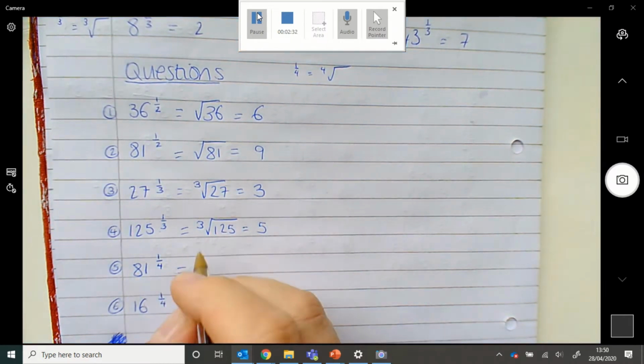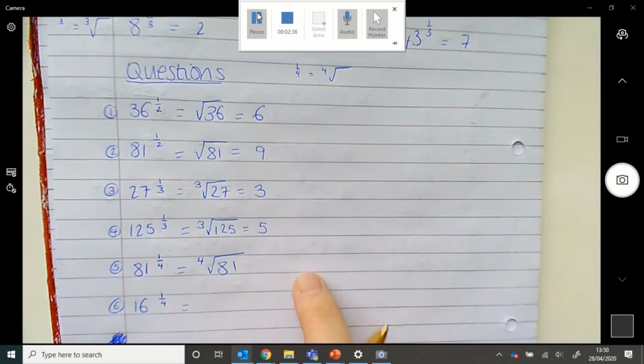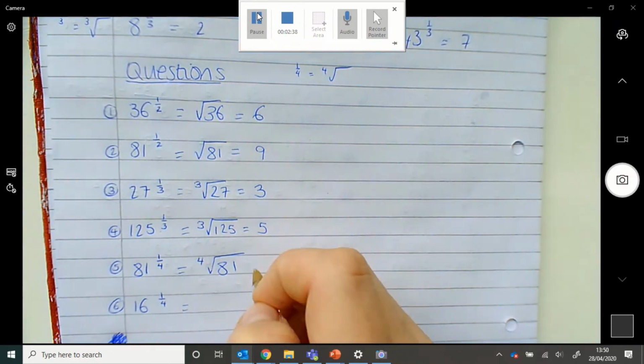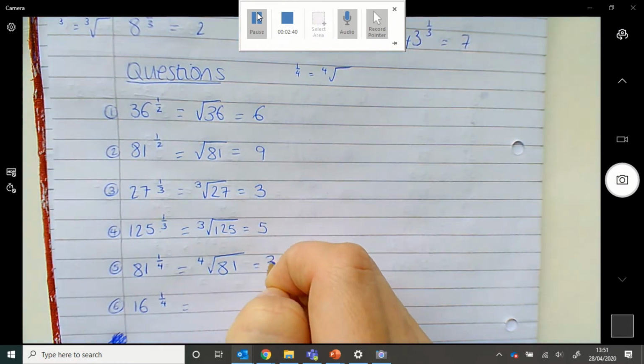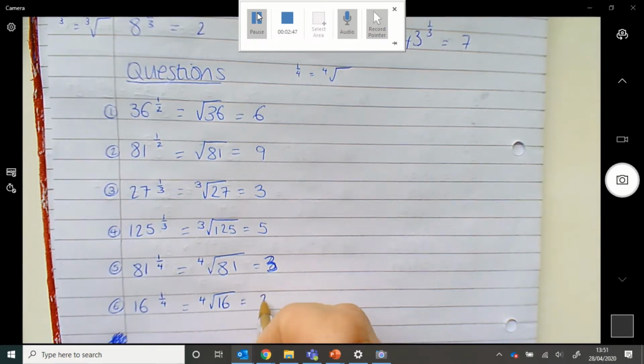Moving down, I've got something to the power of 4, to the power of a quarter, sorry. That means something times itself times itself times itself gives you 81. That number is 3. Oops, I just wrote an 8 by accident. And then finally 16 to the power of a quarter, the 4th root of 16, which is 2, because 2 times 2 times 2 times 2 is 16.